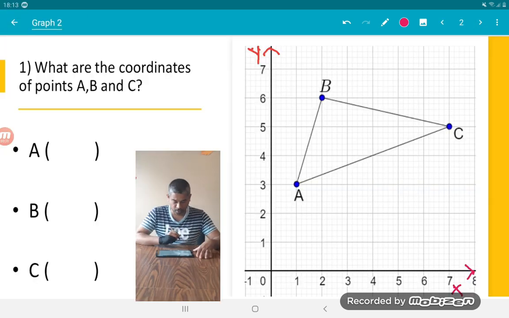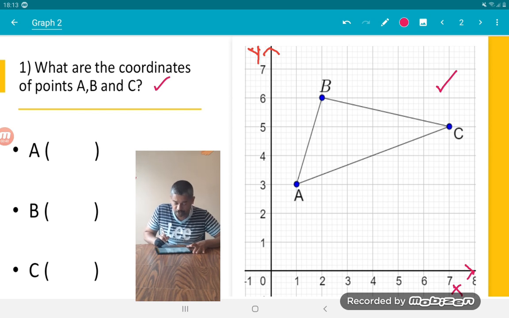Let's look at the first problem. What are the coordinates of points A, B, and C? Here we can see a triangle. We have to find the coordinate of each point. If you don't remember how to find the coordinate of a point, I recommend you watch the previous video and learn from it.